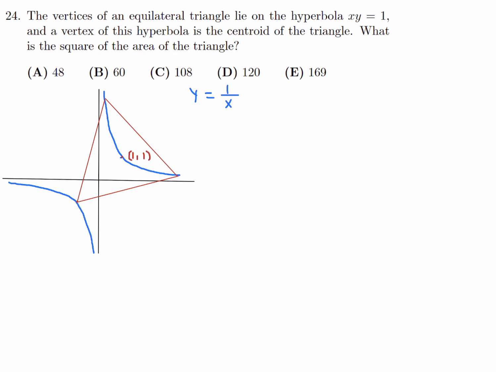So the centroid is where the lines meet like that. And those lines are basically the medians meet. The medians being the lines that cut the other side in half. And since this is equilateral, those are also the altitudes. So now that's pretty much all we're given in this question. We have to figure out what is the area, and then we have to square the area.